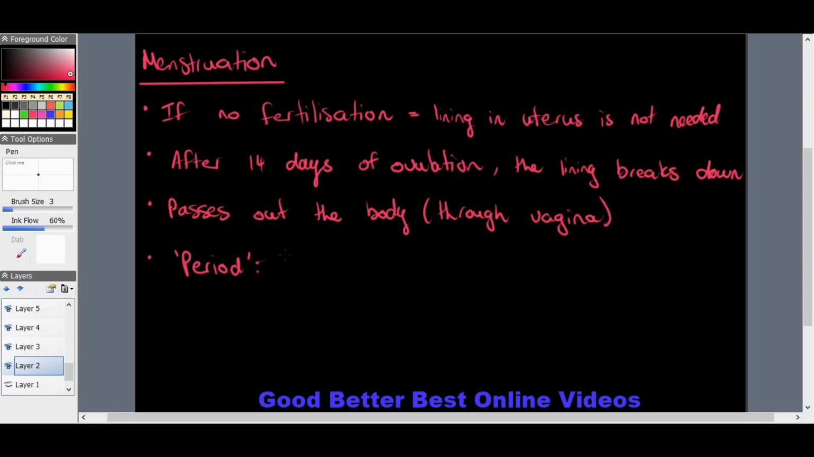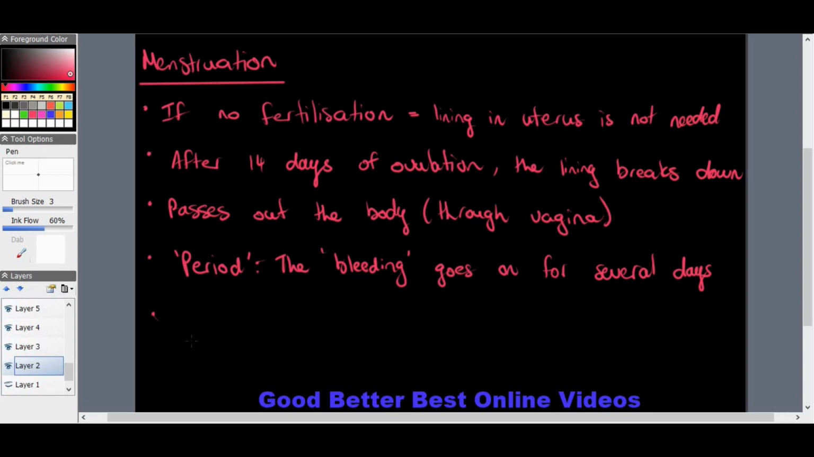Now, with a period, there is a bleeding process. It's more like just useless blood passing out of the body. The bleeding goes on for several days until the extra lining of the uterus has been lost. It may vary with some people. It might go on for a little less, or maybe a bit more. And then, of course, there's menstruation or period.